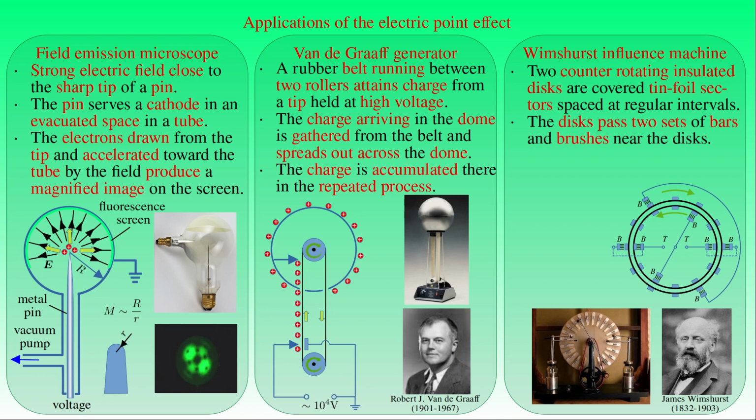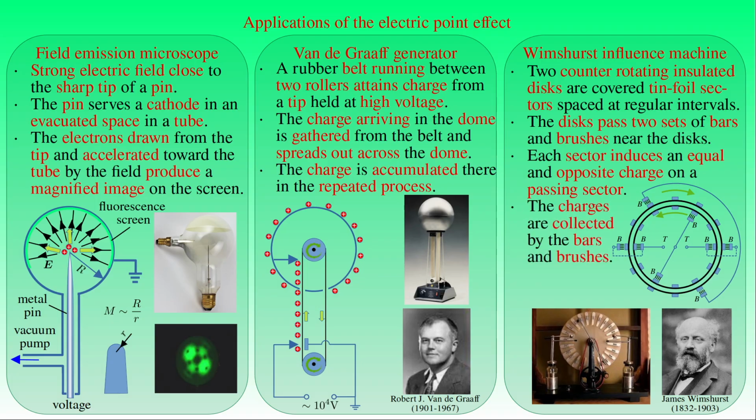If a small amount of charge already resides on any of the sectors, then a process can start where each sector induces an equal and opposite charge on a passing sector on the other disc. The charges are collected by the two pairs of neutralizer bars and their brushes, applying the electric point effect, and allowing an exponential accumulation and separation of positive from negative charge at the output terminals T connected to the bars.